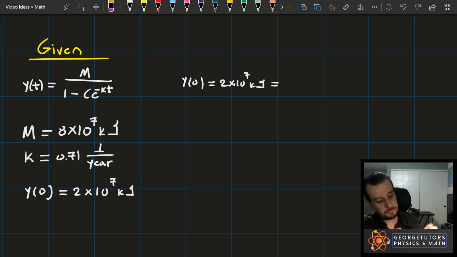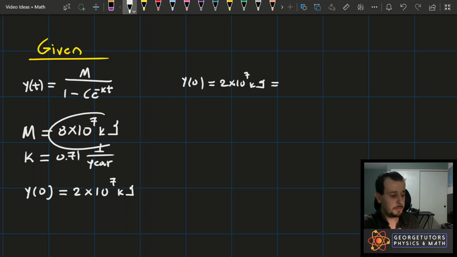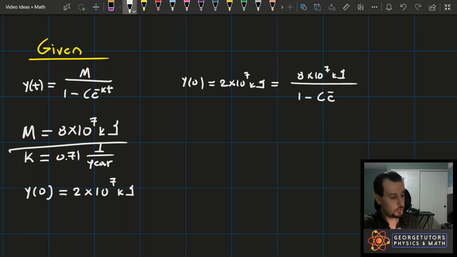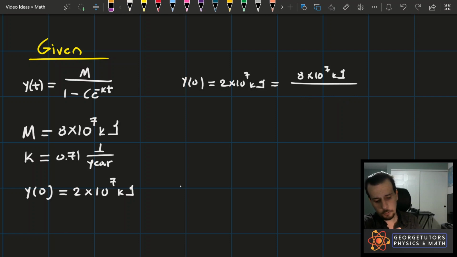So this side here, M has been given to me to be 8 times 10 to the 7 kilograms. And on the denominator, I have 1 minus c e to the negative k, which has also been given to me in terms of per year units. However, if I'm plugging in 0 for the time, this 0 right here will basically make the entire exponent 0. And e to the 0 we very well know is equal to 1. Therefore, I just have 1 minus c in the denominator.